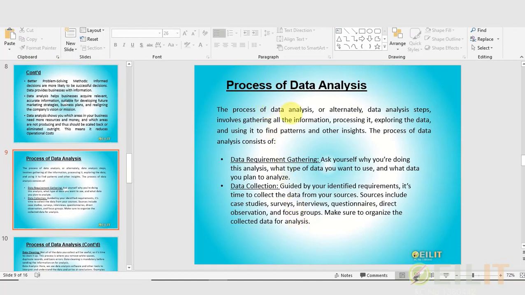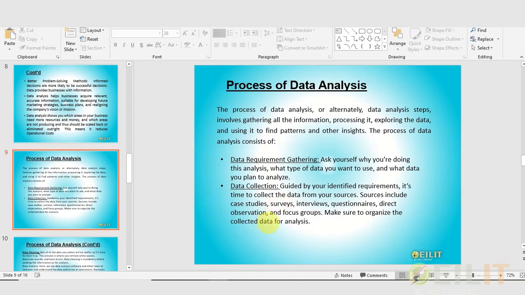So what are the processes involved in data analysis? There are different processes involved, and the first process is gathering the required data. You need to ask yourself, why am I doing this analysis? What type of data do I need in the analysis process, and how do I analyze my data? And then the next process is data collection. With the first process, you can now know where you need to get the data. What are the sources?